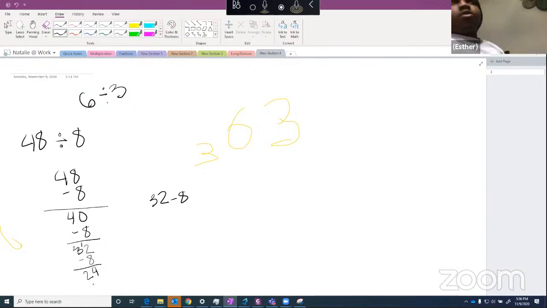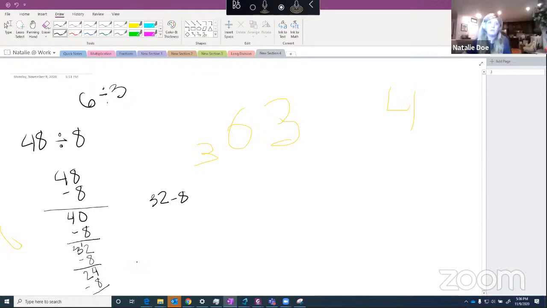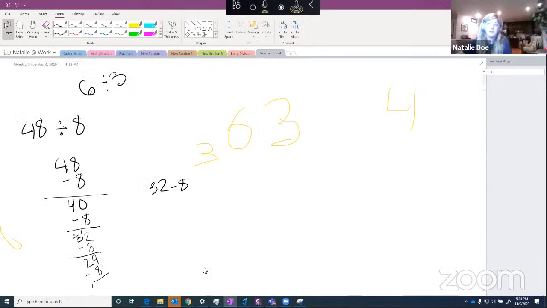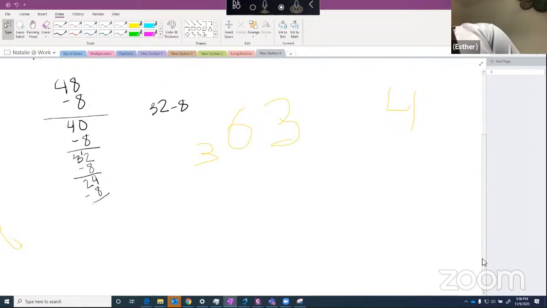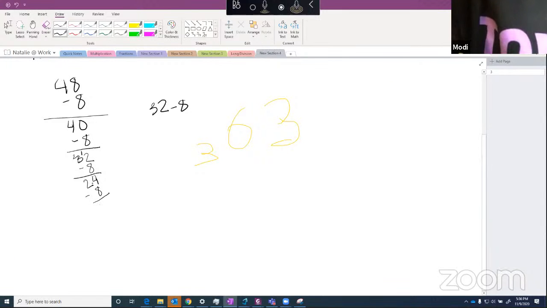So 24 minus 8. Now we've got to keep 4 going. 4 equals 4. 24 minus 8, it's got to be more than that, right?